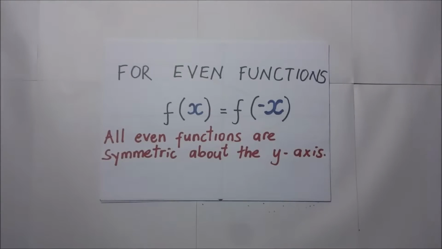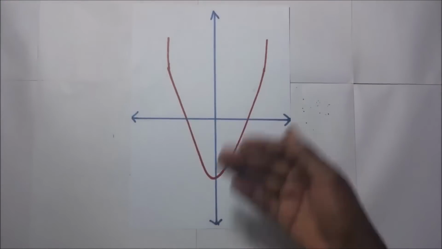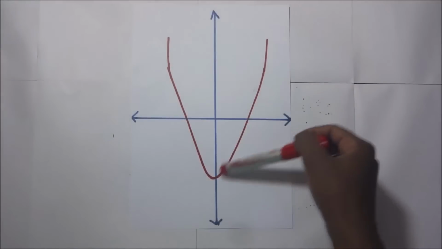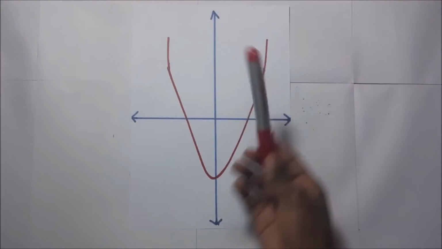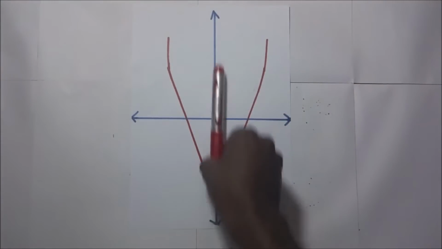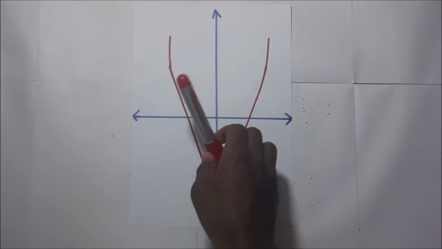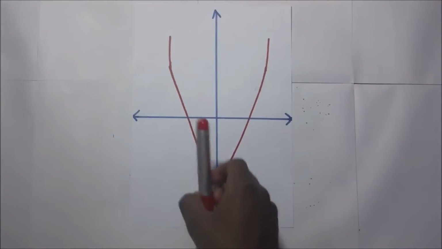All even functions are symmetric about the y-axis. By saying that they are symmetric about the y-axis, it's like saying the y-axis is a mirror, or a line that divides the function into two equal parts. Let's take a look at a few graphs to illustrate this further. If you look at this graph, this is a quadratic graph. This quadratic graph is an even function. Why is it an even function? It is symmetric about the y-axis. In other words, the y-axis divides it into two equal parts.